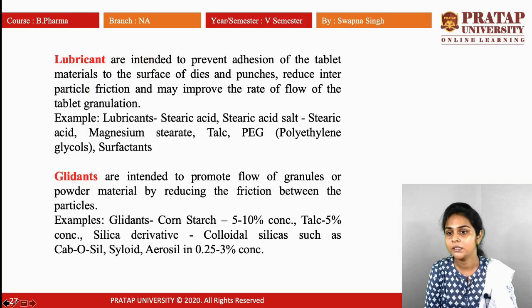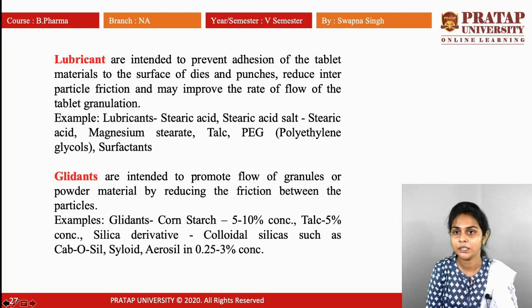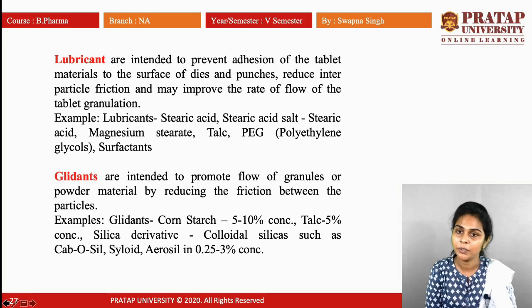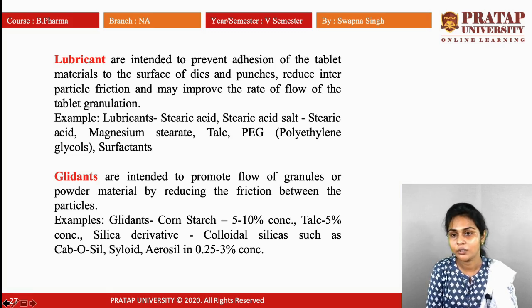Okay. Next are lubricants and glidants. Lubricants are intended to prevent adhesion of the tablet material to the surface of dies and punches. When we manufacture tablets, the tablet punching machine has dies and punches as its parts. Lubricants prevent the adhesion of tablet material to the surface of dies and punches, reduce interparticle friction and may improve the rate of flow of the tablet granules. For example, we can use stearic acid salts, stearic acid, magnesium stearate, talc, polyethylene glycols, and some other surfactants.